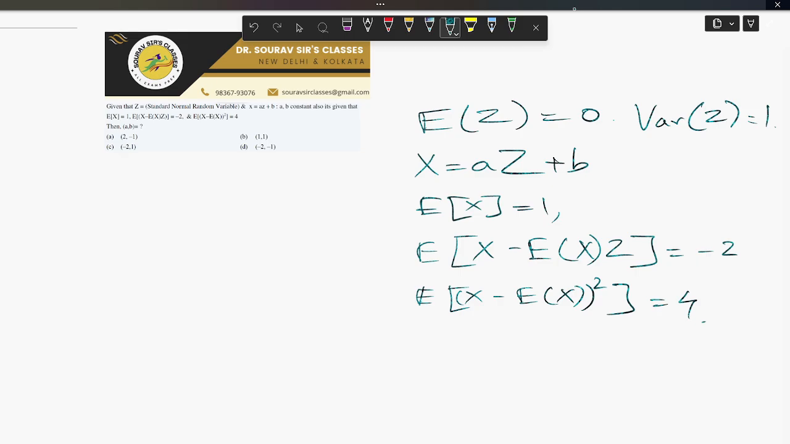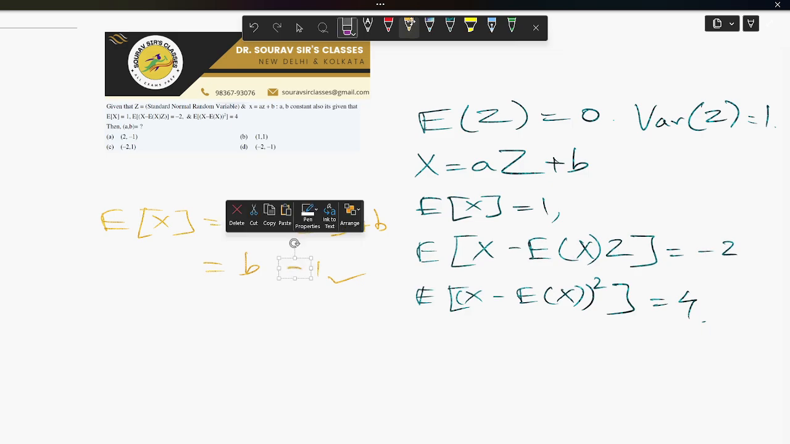So now we are going to compute the expectation of X. As our X is equal to aZ plus b, the expectation of X is a into expectation of Z plus b. We know that the expectation of Z is 0, so we will get only b here. So the expectation of X is b, and as the expectation of X is 1, our b is equal to 1.